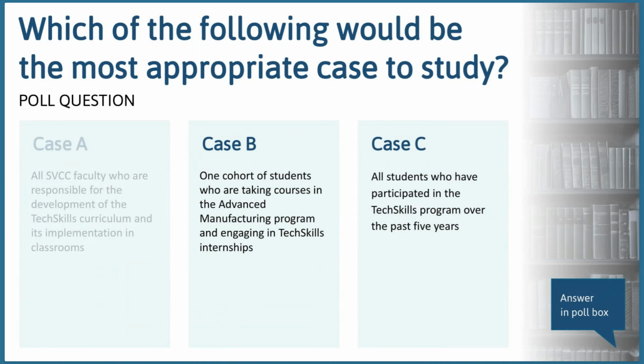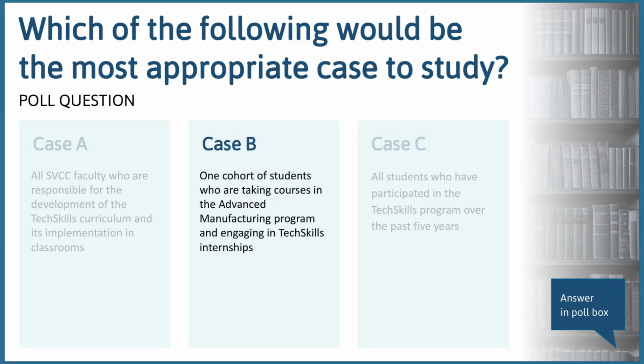Next up, case C. This one suggests examining all students who have participated in tech skills over the past 5 years. Now, while this sounds comprehensive, it's actually too broad for a case study. We'd lose the depth and focus that makes case studies useful in the first place. It would be really difficult to get a detailed understanding of what's working and for whom across such a wide range of experiences, timeframes, and possible variations in program delivery. So again, not the strongest choice here.